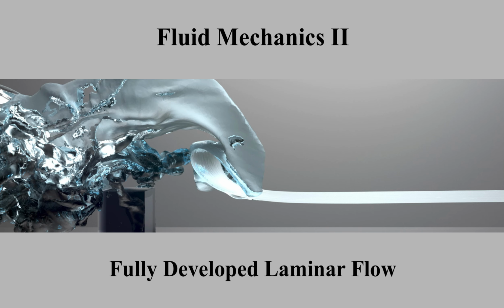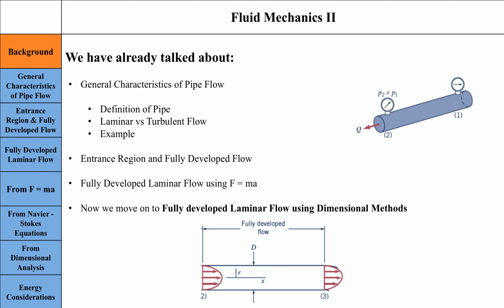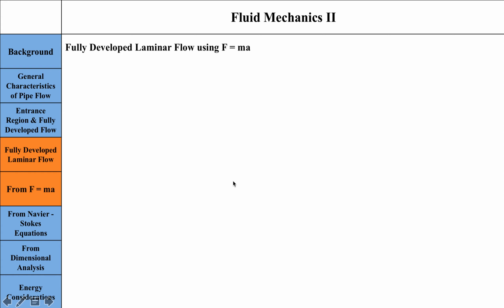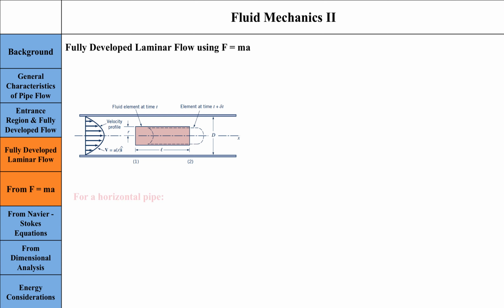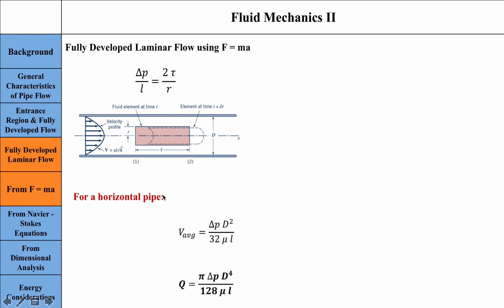We're still talking about fully developed laminar flow, and let's just jump right into it. The last time we were talking about fully developed laminar flow, we looked at it by using Newton's second law. And just to review the equations that we worked out at that time, for a horizontal pipe, we worked out the equation for pressure drop per length across the pipe, and eventually we found out Poiseuille's law for a fully developed laminar flow in a horizontal pipe.